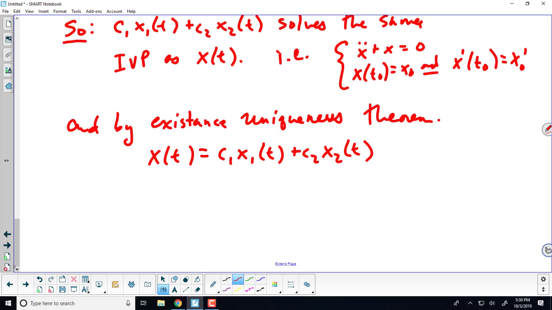That's really interesting. To prove that we could find constants c1 and c2 so that the combination would equal any other solution we came up with, we created a system of equations and said that system has to have a solution because the determinant is never 0. Okay? All right.